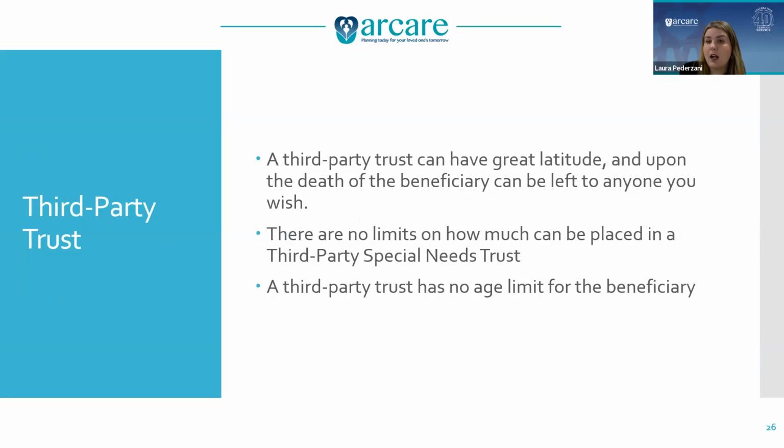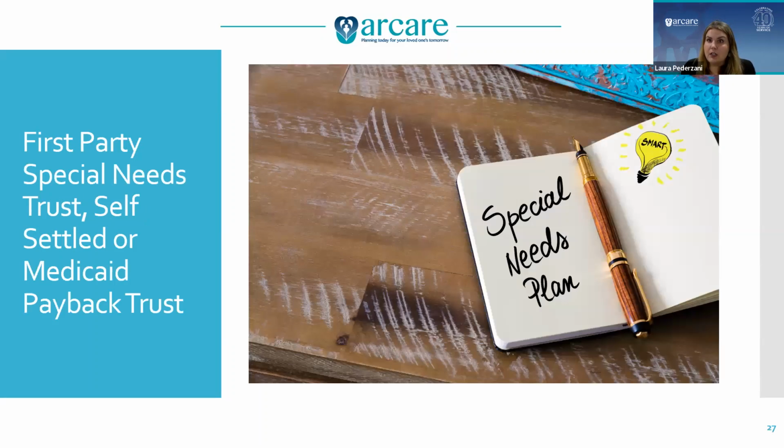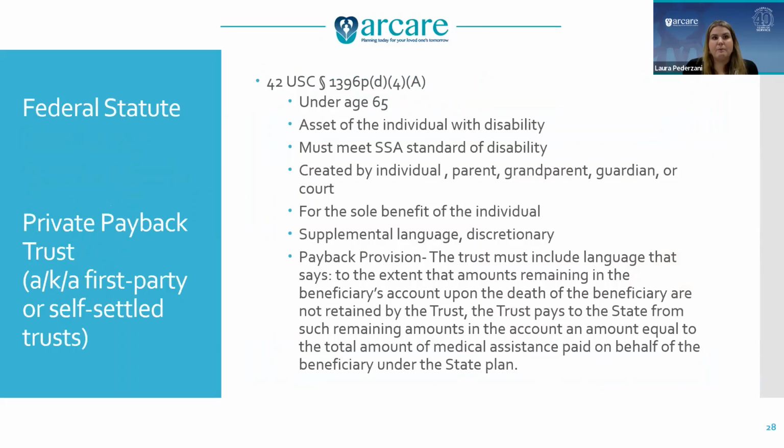There's no limit on how much can be placed into a third-party trust, and there's no age limit for the beneficiary. So we talked about ABLE accounts and how they have to have that age 26 or before onset. With a third-party trust, that age limit does not apply. Now let's talk a little bit about a first-party trust here.